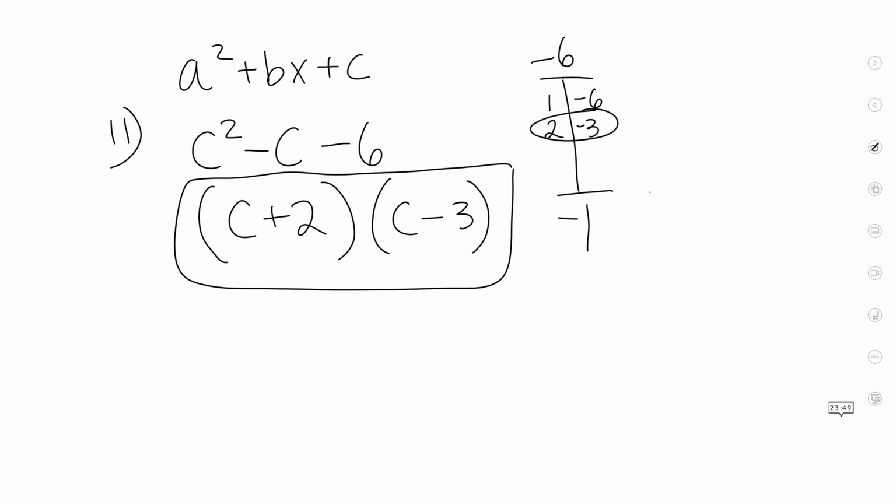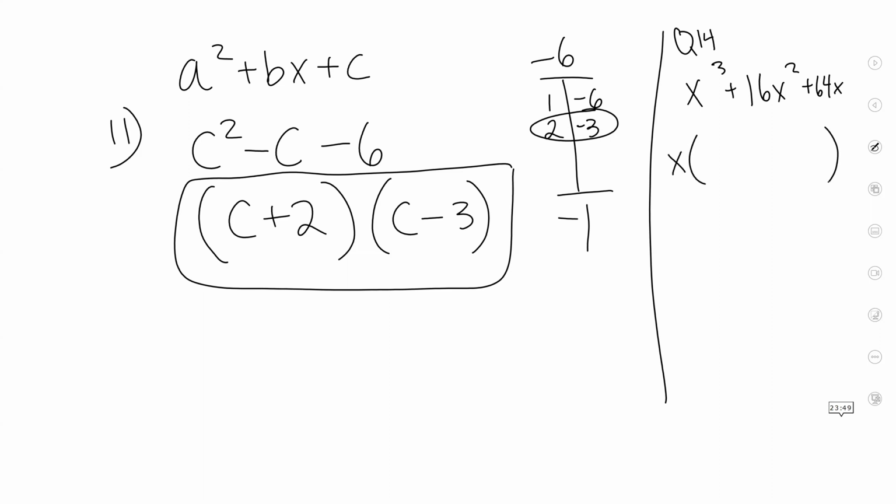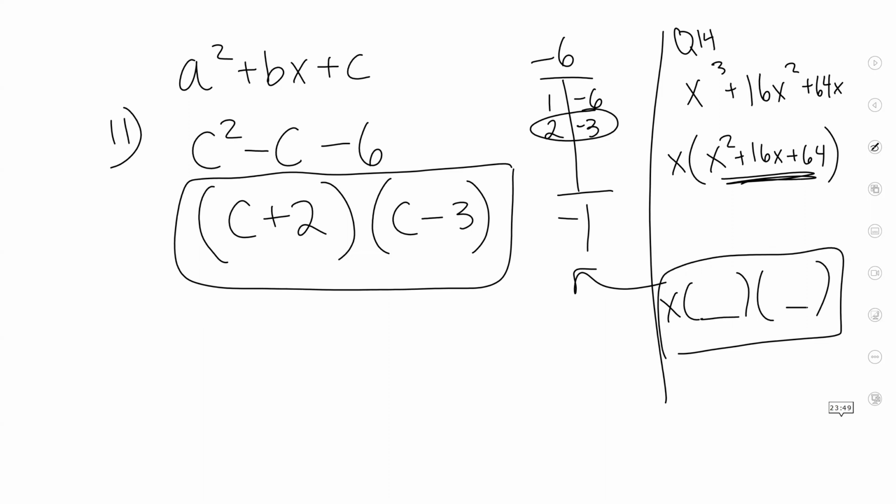So guys, just a little remark on question number 14. Question number 14 says x cubed plus 16x squared plus 64x. What would be your first move? Yes, you need to divide everything by x and put x on the outside. And then you'll have this left on the inside. You can factor what's on the inside, just like we did over here. So your final answer will be x, and you'll have some stuff like this. You'll have to figure out what goes in here.